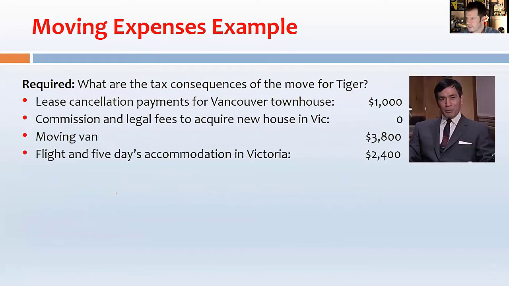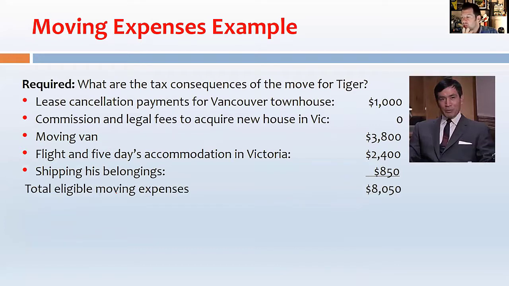How much can he deduct this year, though? So look, $1,000, yes. Commission, legal fees, no. Moving van, sure. Flight, yes. Shipping, sure. So the total amount is $8,050, but he only earned $4,000 from his new job in Victoria. So he can only deduct $4,000 of that in the current year. Next year, he'll be able to deduct the remainder as long as he's earning income from his Victoria government job.